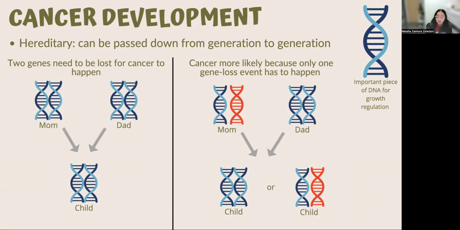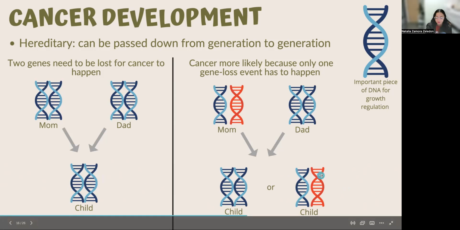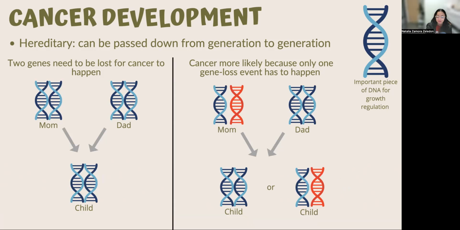For cells to lose their ability to control their growth and division, often both of these genes need to be lost. It is not very likely to lose both genes in a lifetime. It is more likely that we will only lose one gene. If two genes are lost, then that's when cancer can develop. But if a person is already born with only one gene, and it is normally likely to lose one gene in a lifetime, that person is already born with a higher probability of ending up with 0 working genes.